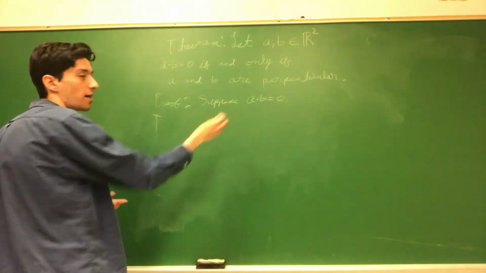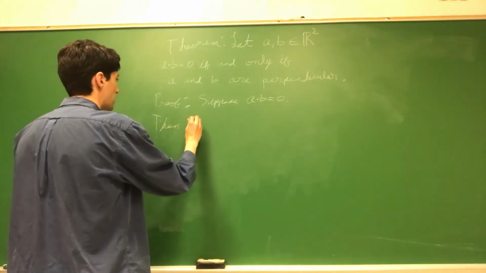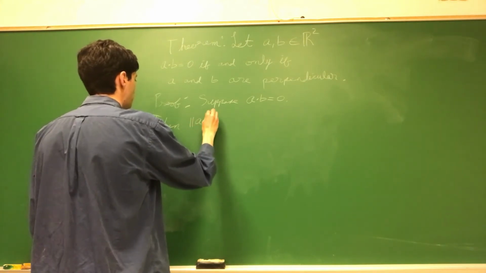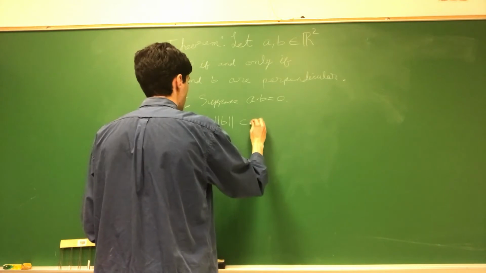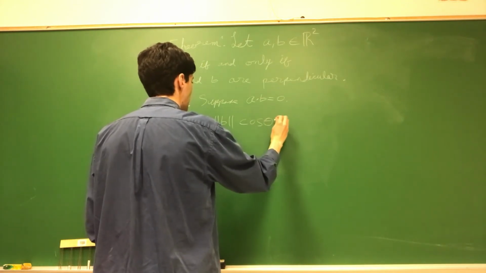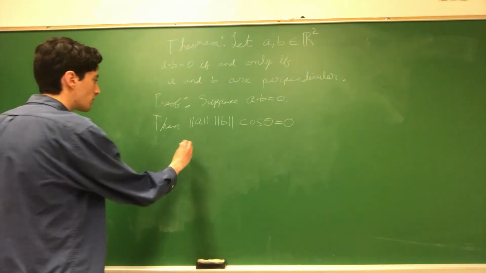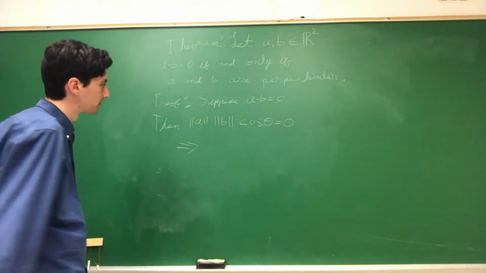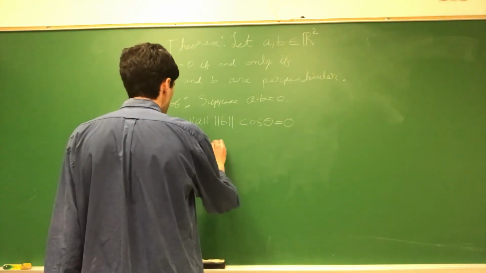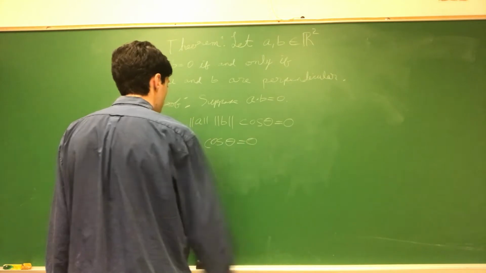Well, what is A dot B equal to? Remember our formula. So then the magnitude of A times the magnitude of B times cosine of theta is equal to 0. So therefore, we can divide by the magnitude of A and the magnitude of B. And this means that cosine of theta is equal to 0.